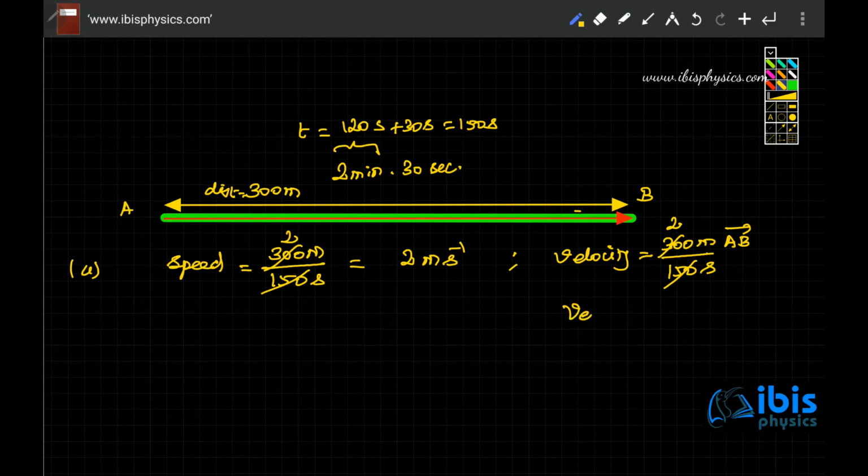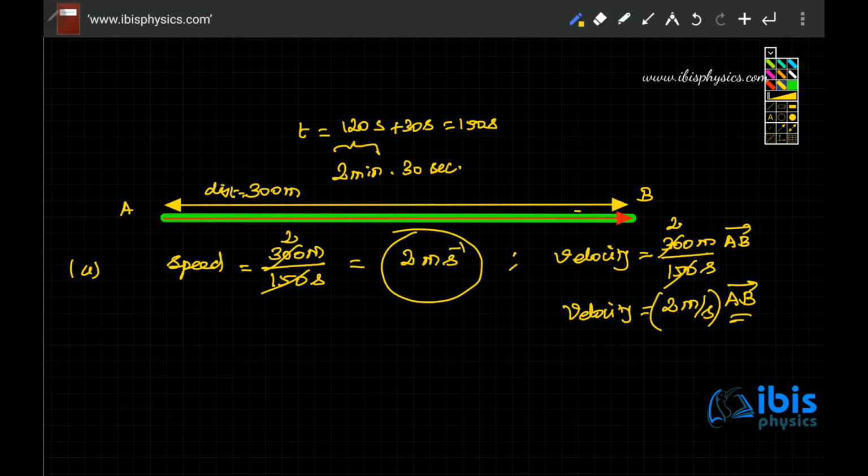So what is the difference between speed and velocity here? When you say speed, you will just mention it as 2 meters per second, whereas in the case of velocity you will say 2 meters per second along AB. Along AB means you moved from A to B. That one you will have to mention. But the magnitude of both speed and velocity here is the same.